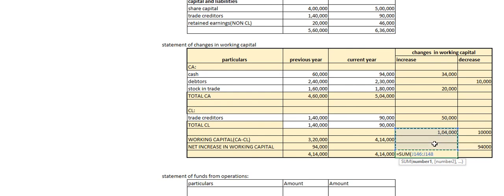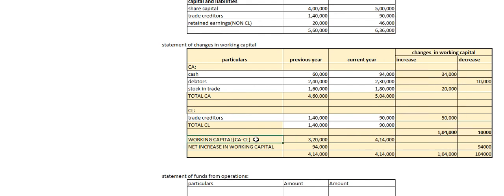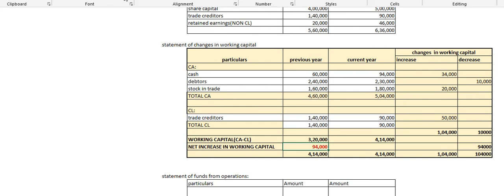Sum is equal to your total of the increased amount, which is 104,000, and the total of the decrease amount, which is equal to 10,000 plus 94,000, which is 1,00,000. So this is nothing but your increase, so your 94,000 is nothing but your net increase in working capital.